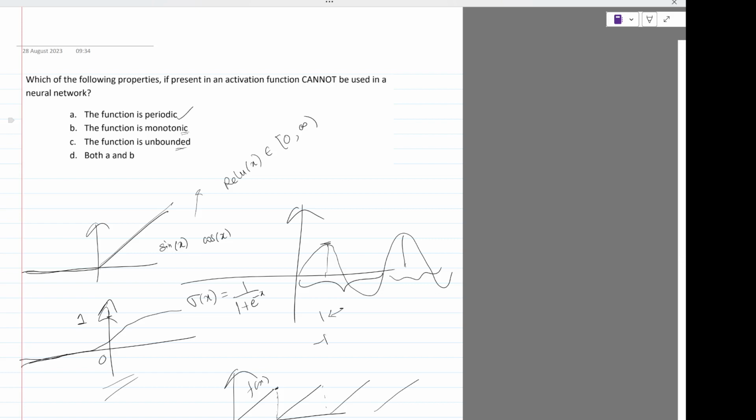So we can say A is the property which cannot be used in a neural network, that the function is periodic. I mean, I'm not able to think of any utility where, in a practical sense, you may want it. But there may be some application where at some point it may be useful to someone. But right now, in our current study and in the popular use cases, this periodicity is not really desirable.